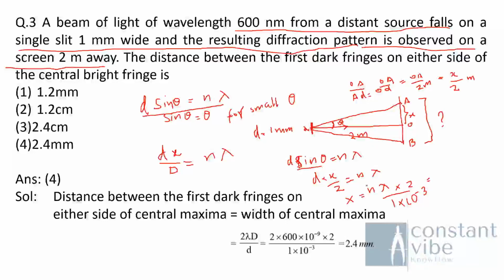So that is, here n is for the first fringe. For both it will be 2, so n is equal to 2 into 600 nanometer, that is 10 to the power of -6, divided by 10 to the power of -3. After simplification we will get 2.4 mm.